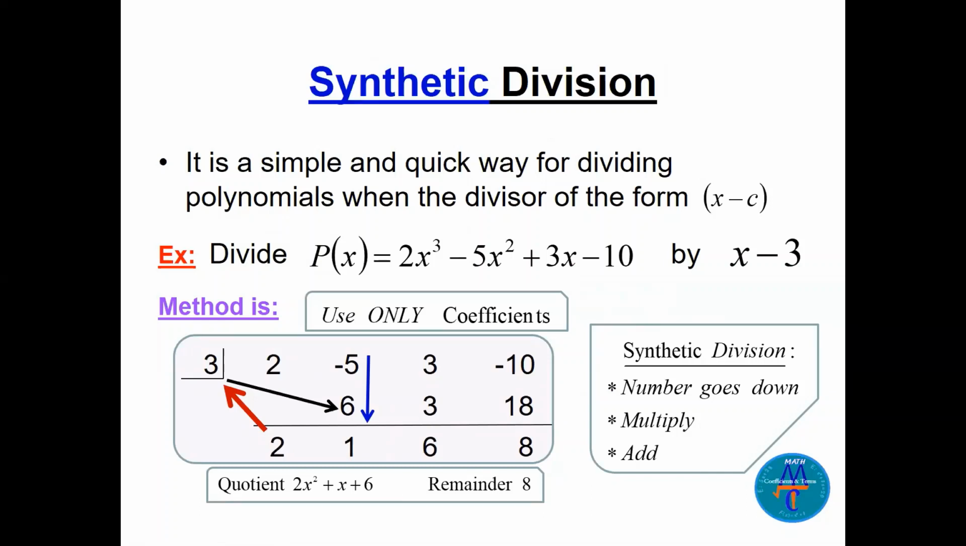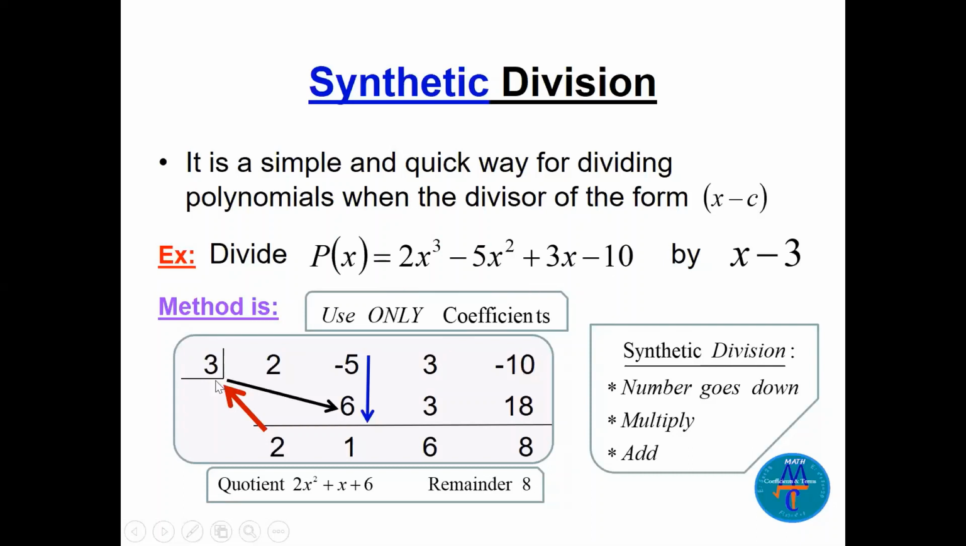Now, let's go to synthetic division. Synthetic division is a simple, easy, very quick way to divide polynomials when the divisor has the form x minus c. Let's look at this example directly. 2x cubed minus 5x squared plus 3x minus 10. Let's divide by x minus 3. Now the method here, we use only the coefficients.